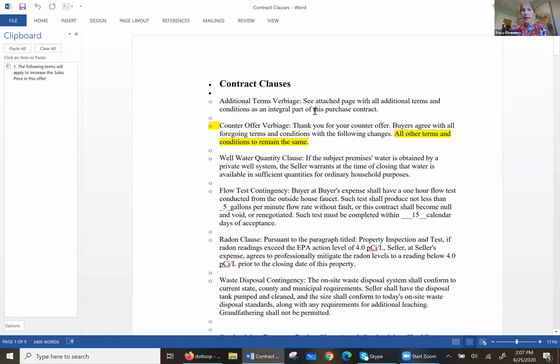Basically, you're going to put that where you would put the term, and you're just going to direct them to where all of your additional terms and conditions are going to be located. And it will be an integral part of the purchase contract.